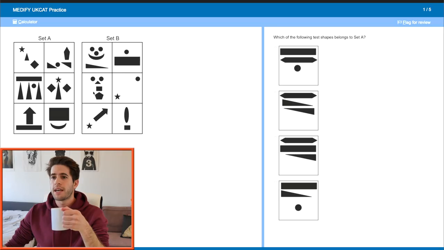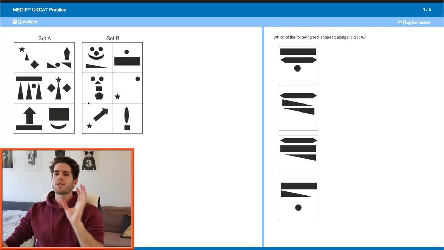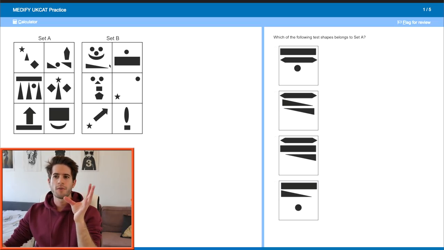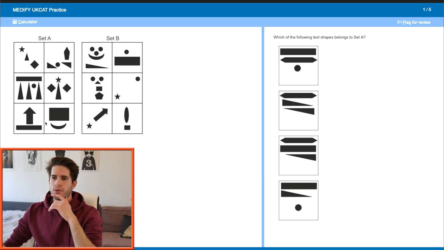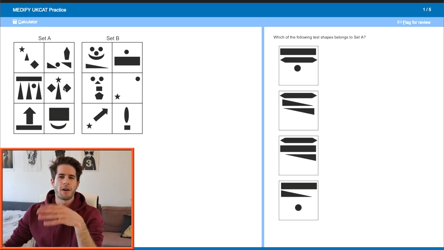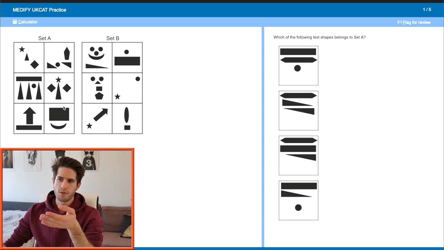Okay, so this is our first set A, set B question. When I'm presented with this question, what are the first things that I'm looking at? First of all, both set A and set B are all colored black, so I'm just gonna forget about color for a little bit. The second thing that I'm gonna do is quickly count the shapes. So I see that there's two here, three, four, five, one, two, three, four. So any ideas that I had about odd or even total numbers of shapes have gone out of the window because there's two here, three here, five here. So that's out of the way.